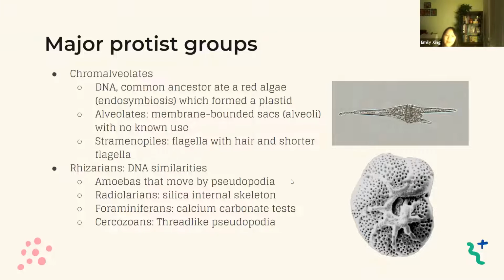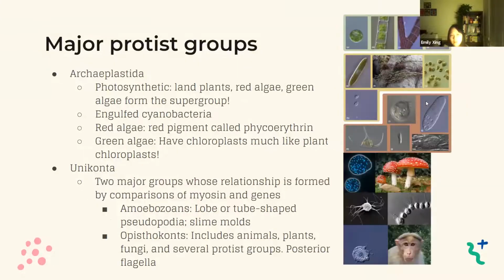These also include the radiolarians, which have an internal skeleton made out of silica, and foraminiferans. They have calcium carbonate shells. Calcium carbonate also gives rise to limestone. So yeah, foraminiferans are my favorite protists. And then you also get your cercozoans, which also have fake feet, but they're more thread-like, so more thin than the amoeba.